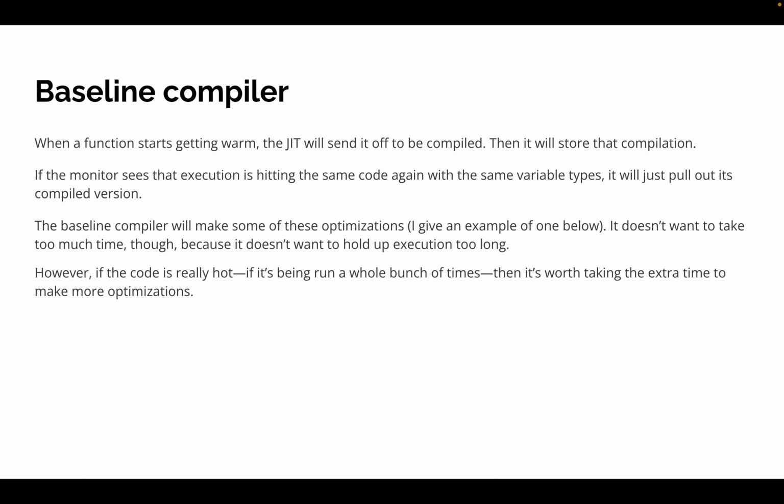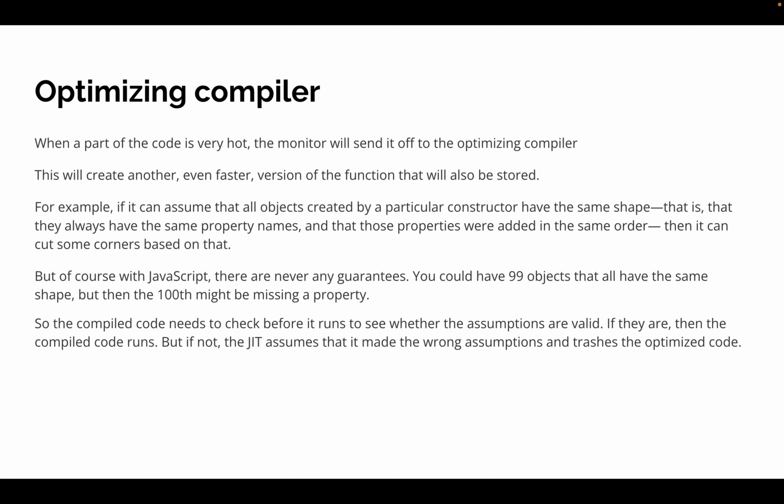However, if the code is really hot, as I said, it's going to be sent out to the optimizing compiler. So when a part of code is very hot, for example, you have a for loop that runs over and over again, it is sent to this compiler. Let me give you an example. If we can assume all objects are created by a particular constructor, for example, we have an array of many objects, and they are all the same.